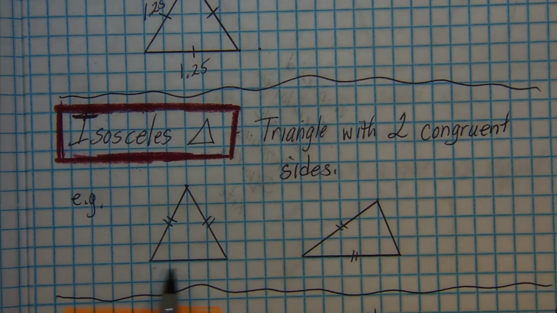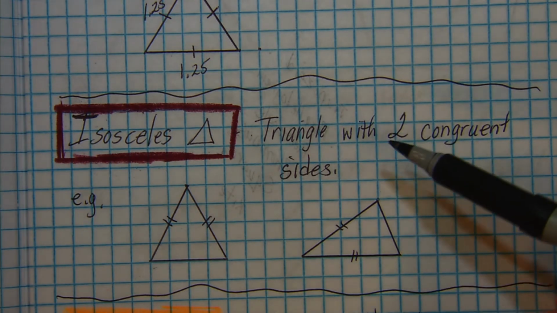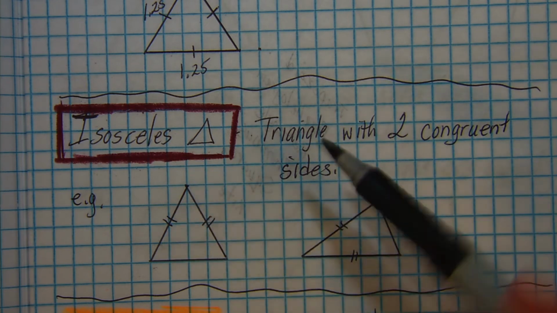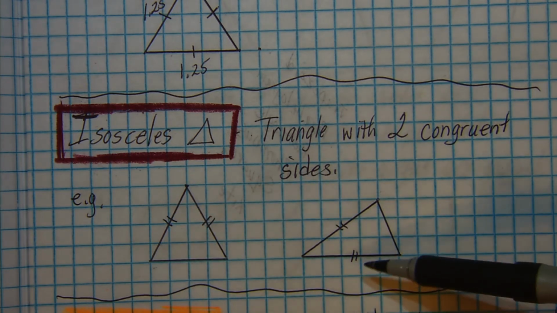Alrighty? And then the third side does not matter. It doesn't have any rule to it. You only need two congruent sides to make an isosceles triangle. Here's one example, and here is another.